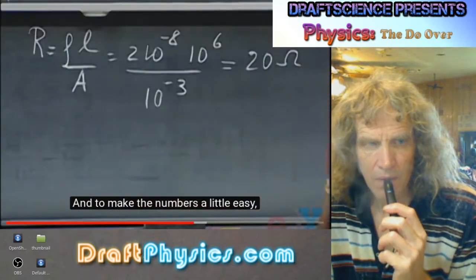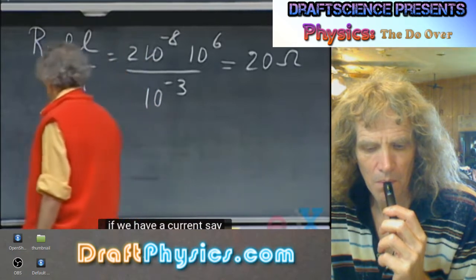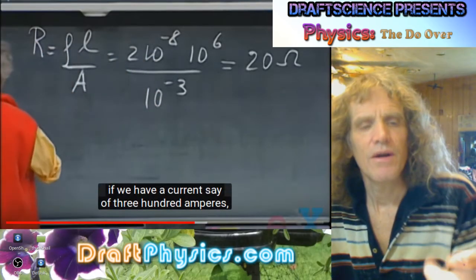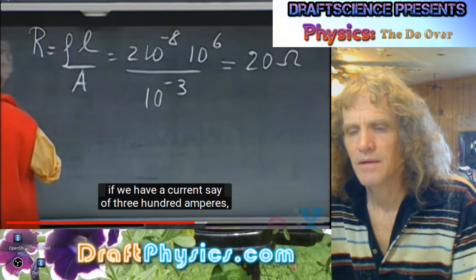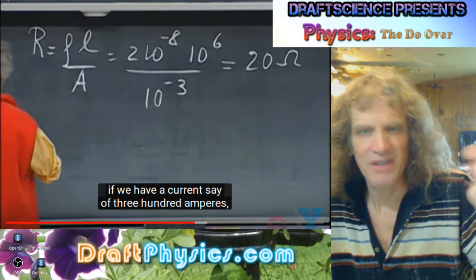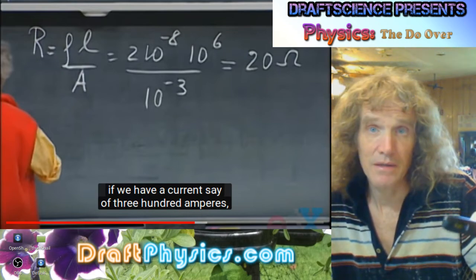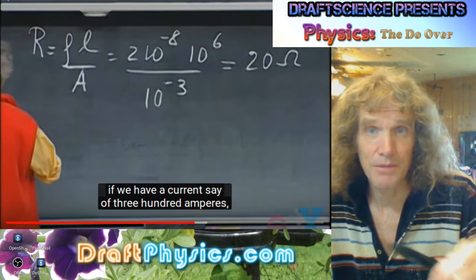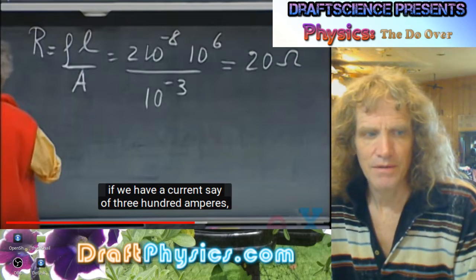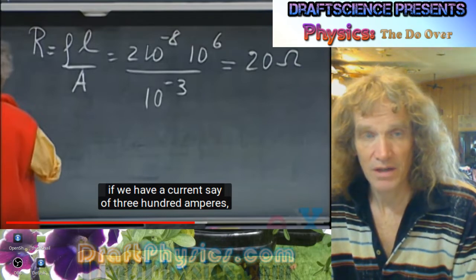And to make the numbers easy, if we have a current. They also have to consider, just throwing it in, the malleability of the metal, how much stress it can take, how brittle it is, how much weaker it gets with temperature. So there are lots of considerations in picking your conductor.